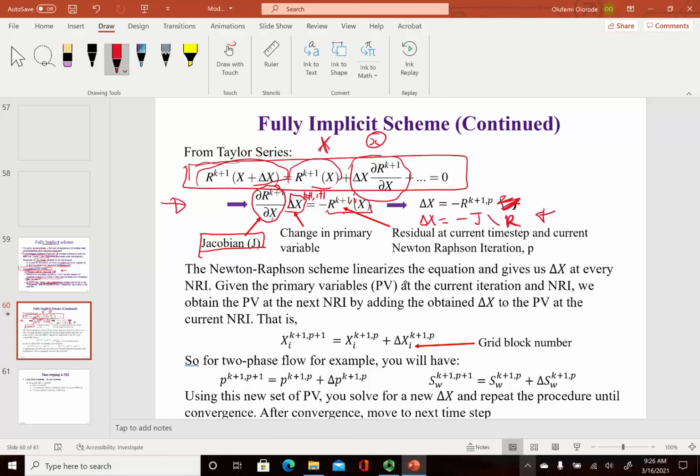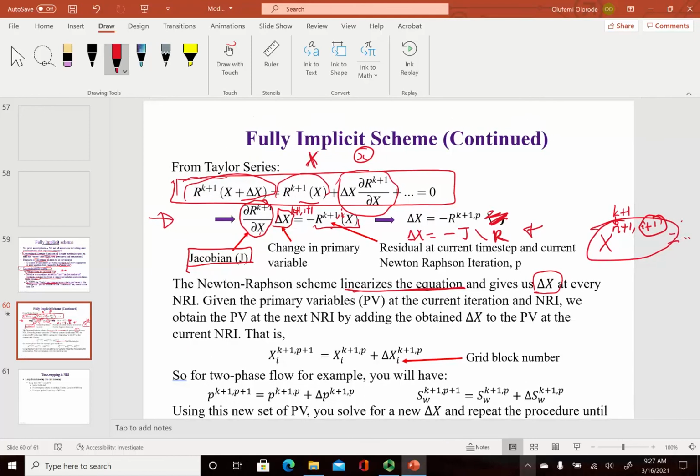So the Newton-Raphson scheme actually linearizes a system of nonlinear equations. Very important. Those two equations that I showed you for the oil and for the water, they are actually nonlinear. The Newton-Raphson scheme linearizes it, and then you're able to evaluate delta x, the change in x, at every Newton-Raphson iteration level. But what we are looking for is actually x at n+1. Here I'm using k+1, same deal, representing the time step. And at i+1, representing the iteration level. This is what we're looking for. But we're solving for delta x.